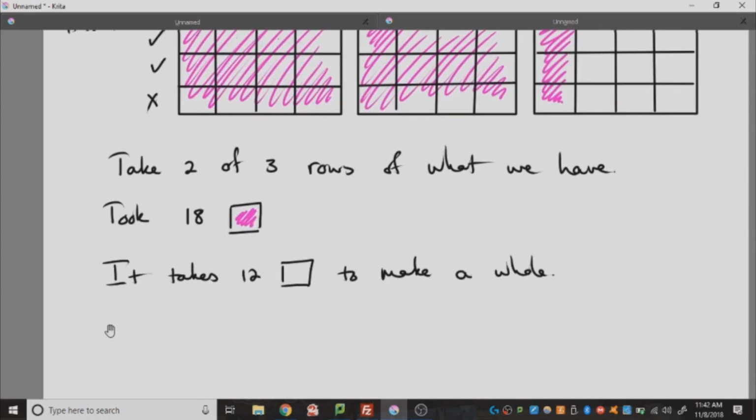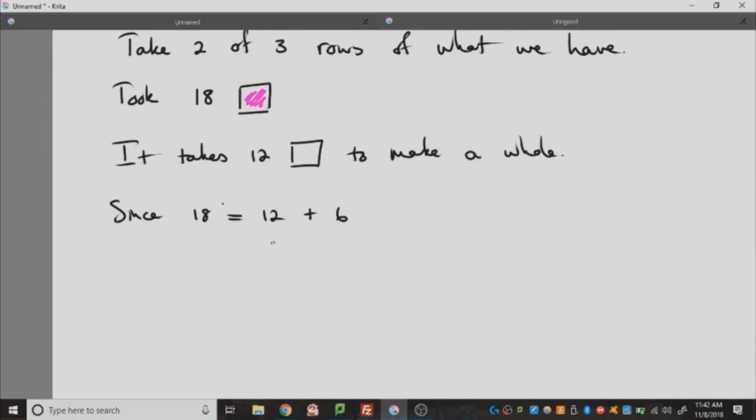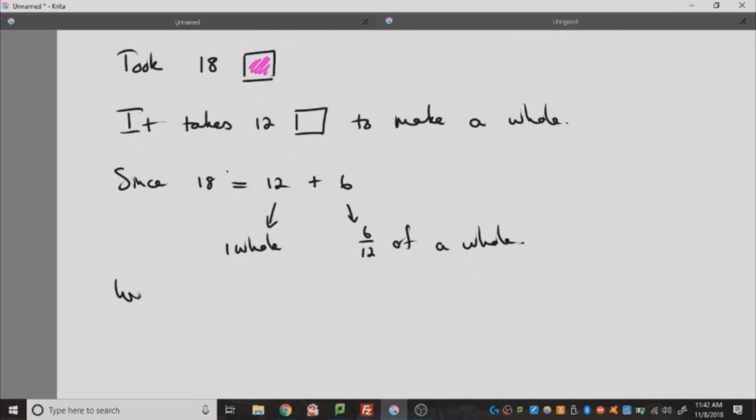So you can write a little more. I know you want to write more, so let's do more. Since 18 can be split up into 12 and then another 6, this becomes one whole, and this becomes 6/12 of a whole. So we have left, or we took, 1 6/12.